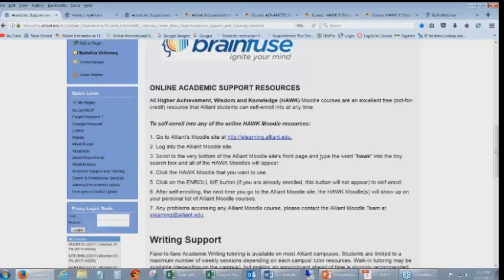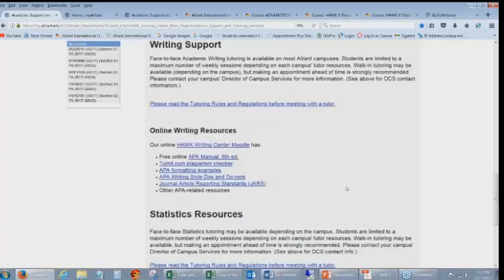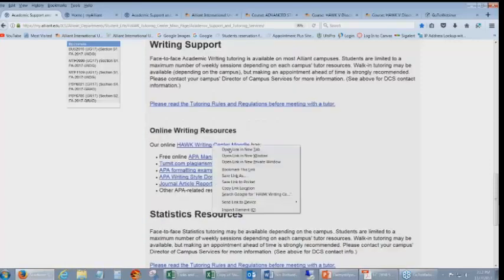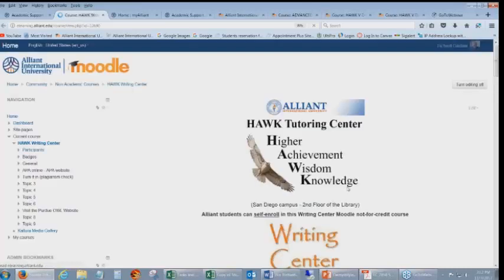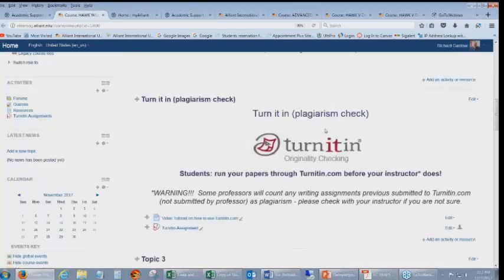So writing support, I think I just went over that with you. Now I'm going to take you to a writing Moodle. Okay, let's do that right now. Our tutors put this together, and we have the APA website. There's a lot of good free resources there. We have a Turnitin plagiarism checker through this Moodle right here, and there's a video on how to use it, okay?